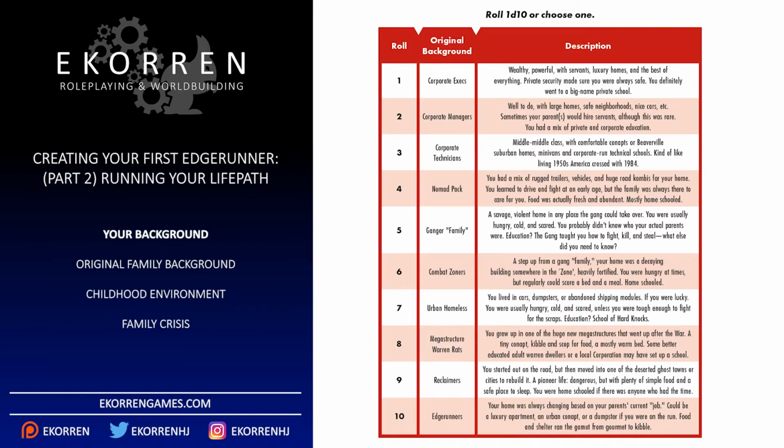Now when we have defined who the character is, we need to determine how she got to where she is. The original family background table is used to generate what kind of background or place in society your family had. When determining where Mithra came from, I rolled a 7 for urban homeless. This means that she grew up homeless on the streets. I imagine that it was just her and her brother, which makes losing him so much harder.